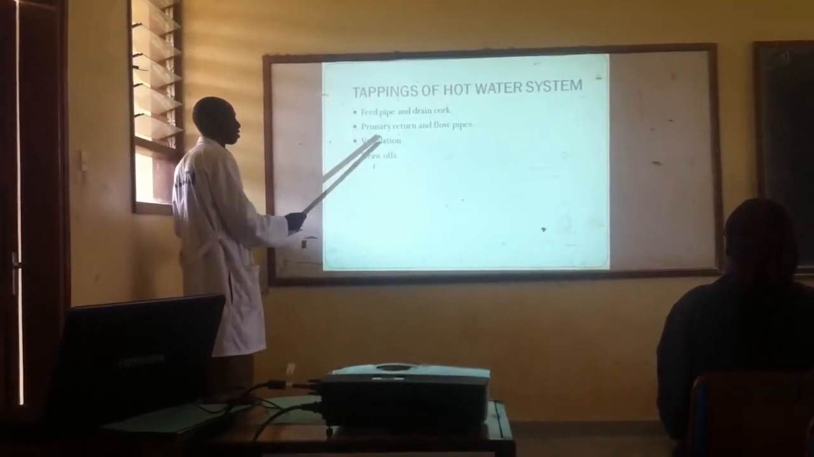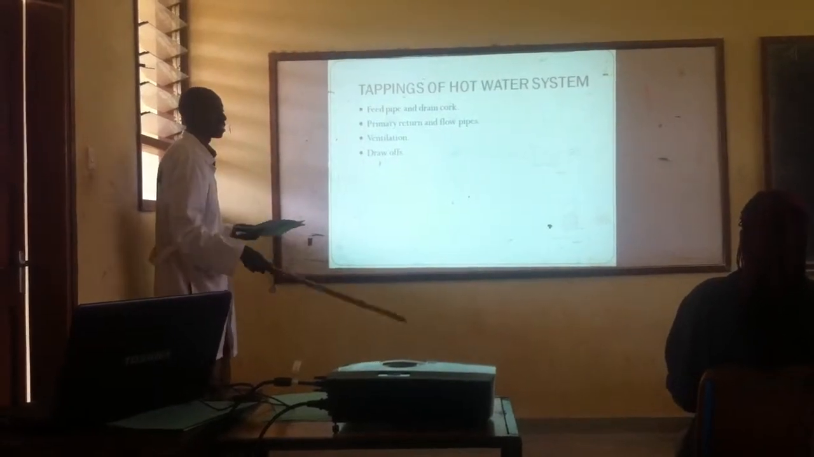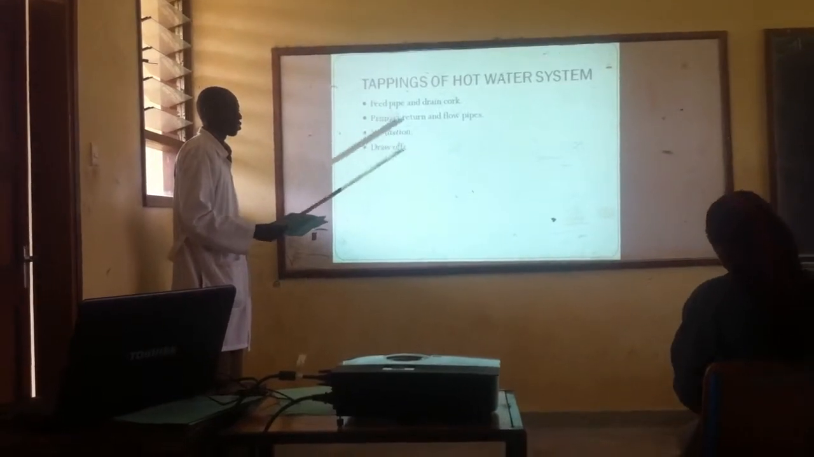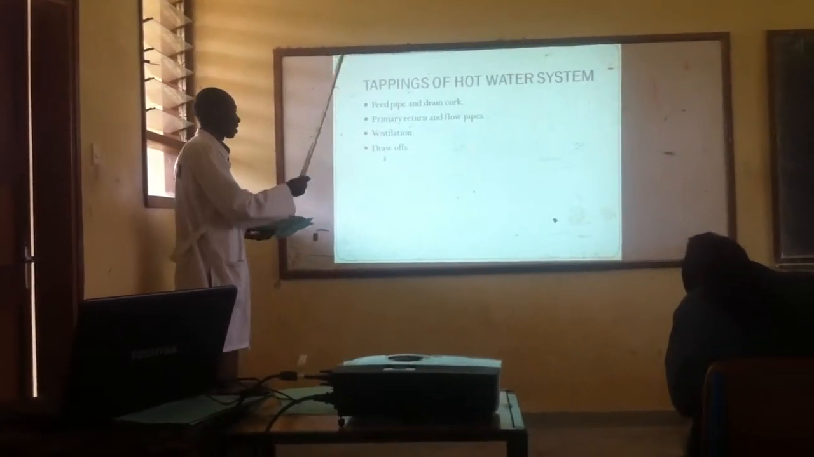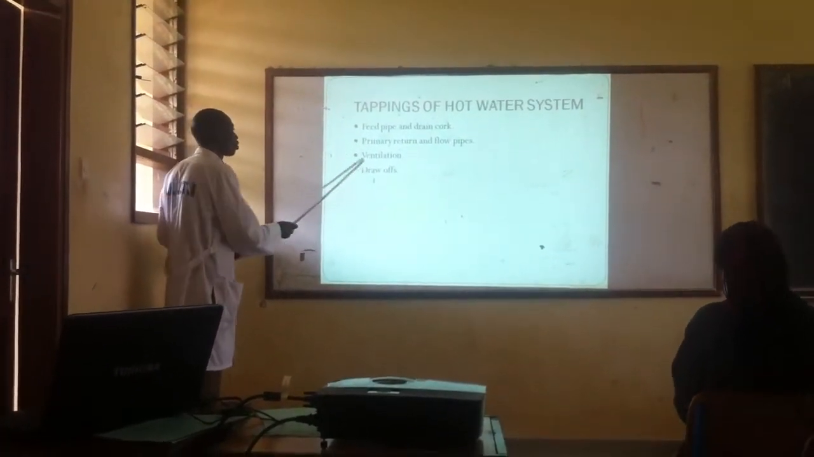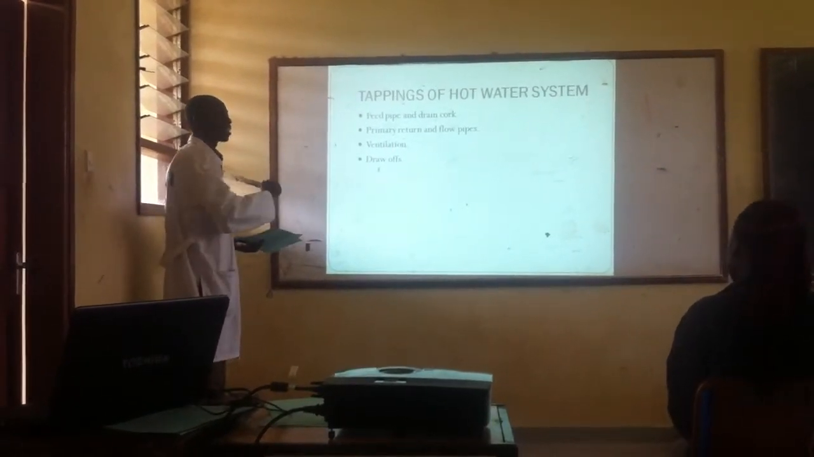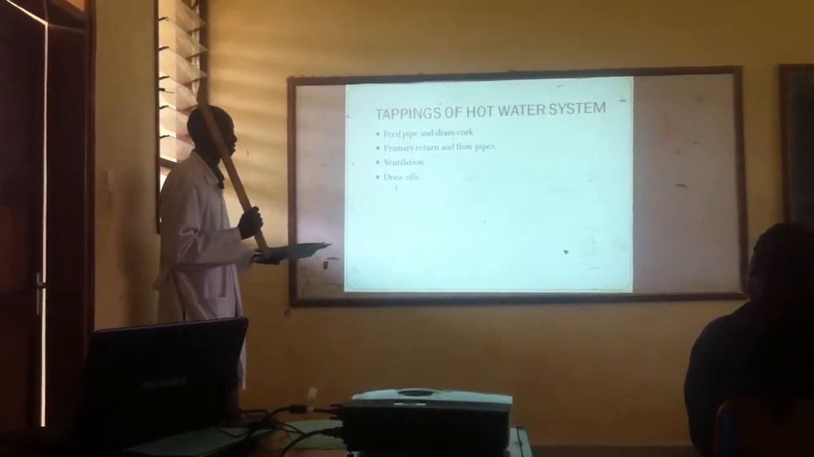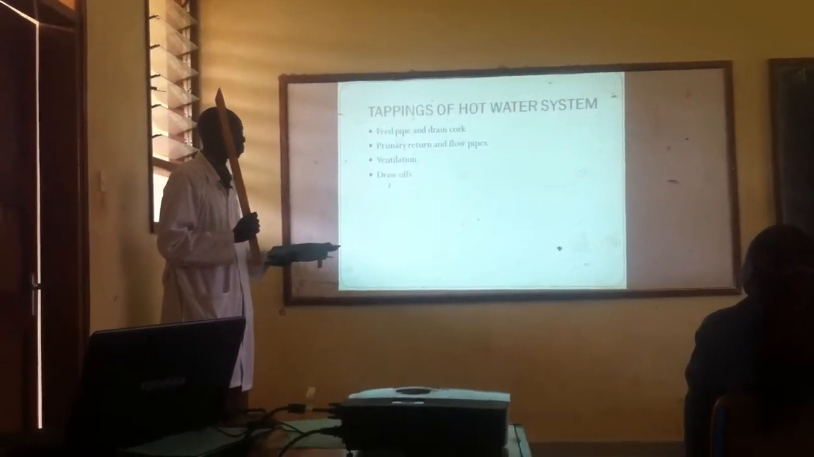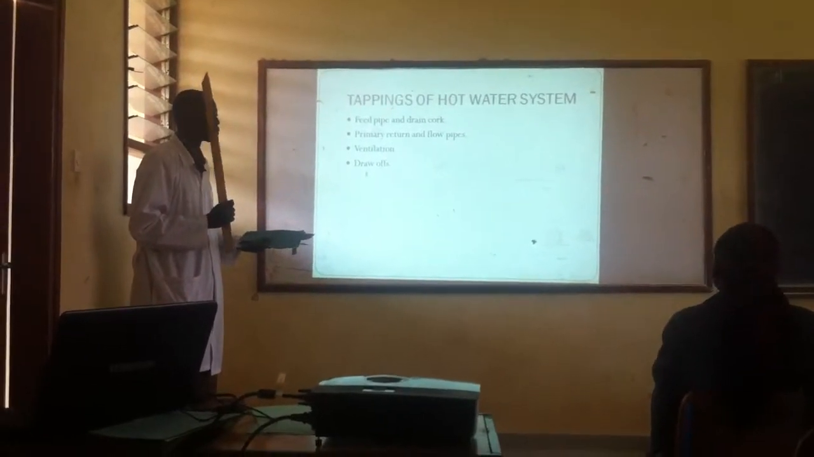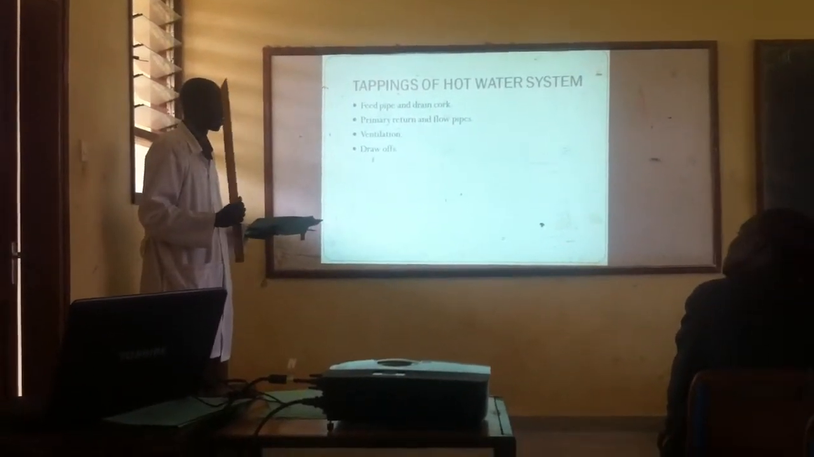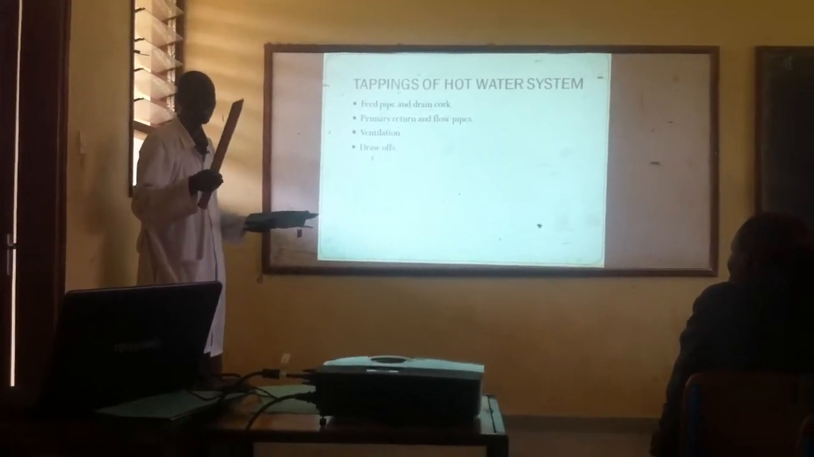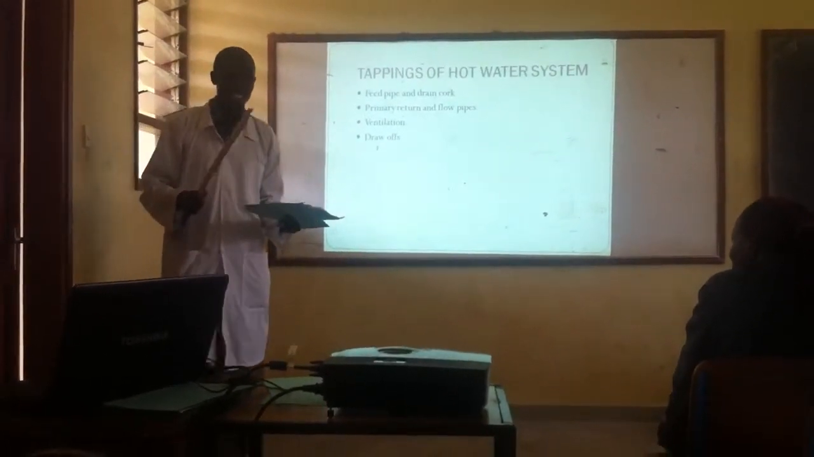Then ventilation, which I said at the other side was expansion pipes, in case there's too much steam. Then draw-offs. I've gathered all the draw-offs. How many draw-offs does the human being have? Two. Draw-offs, how many draw-offs do we have? Three. Yes.